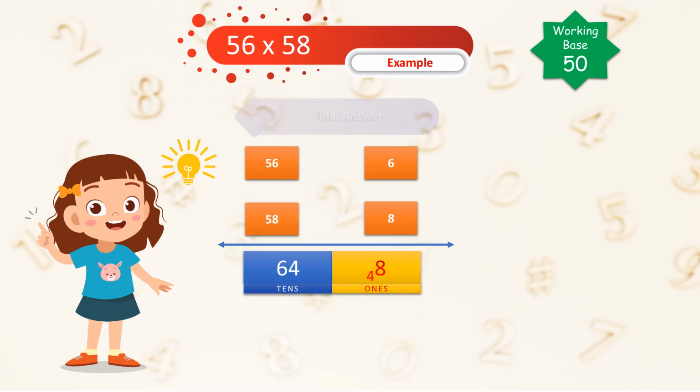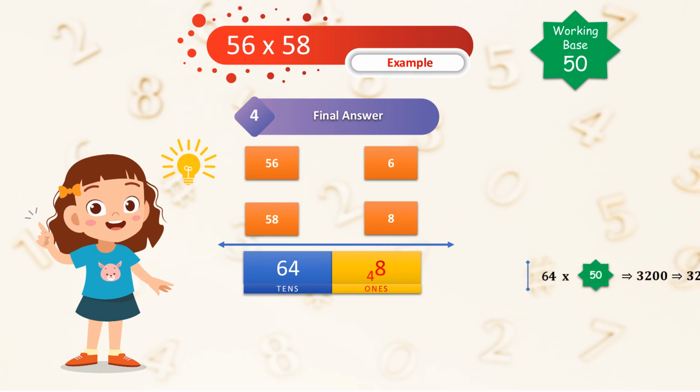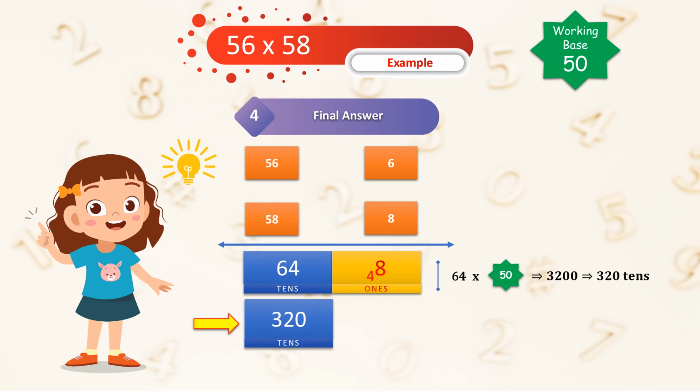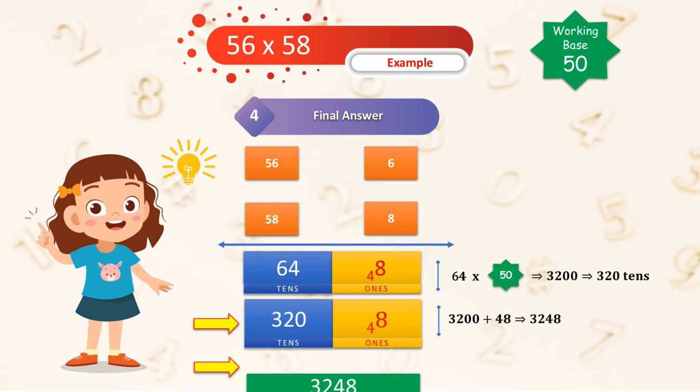Finally, we get to the final answer step. Like before, we take the number 64, we multiply that by 50, we get 3200, which is the same as 320 tens. So we put 320 on the left, 48 ones to the right. To combine these two, we add 48 to 3200. So the final answer becomes 3248. 56 times 58 is 3248.